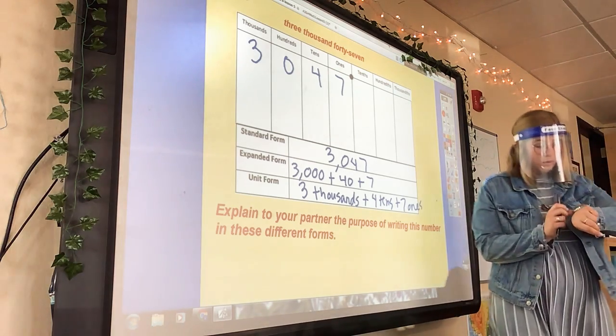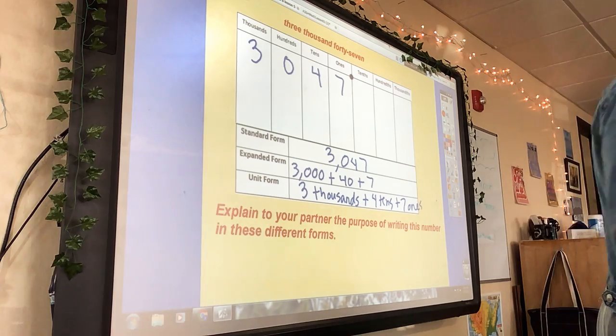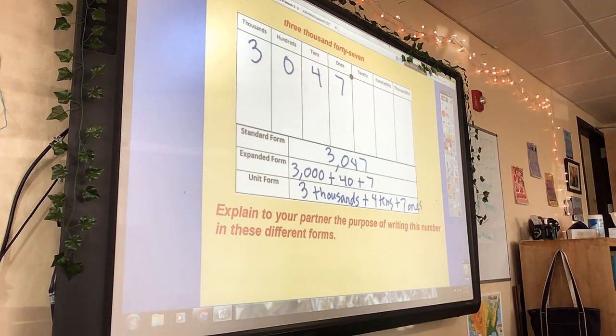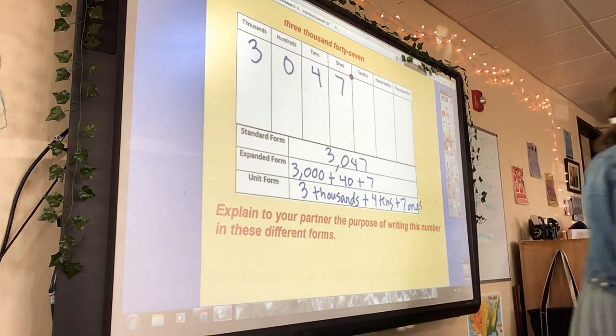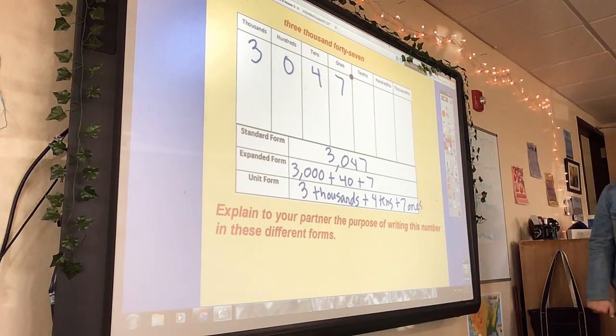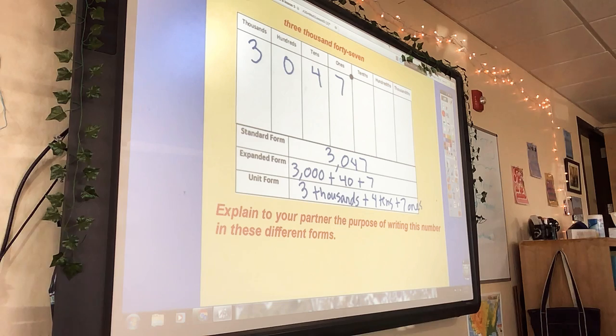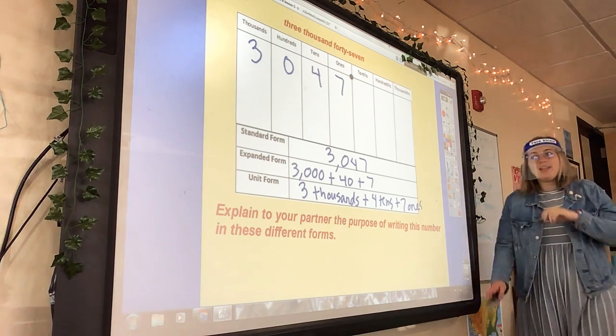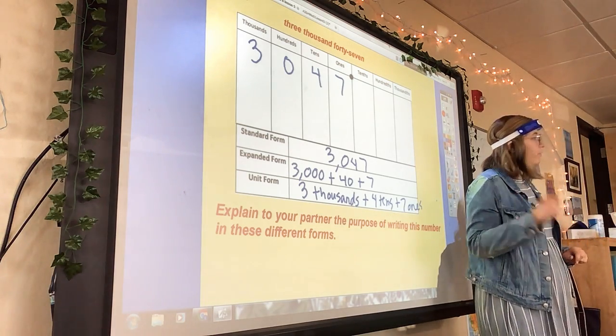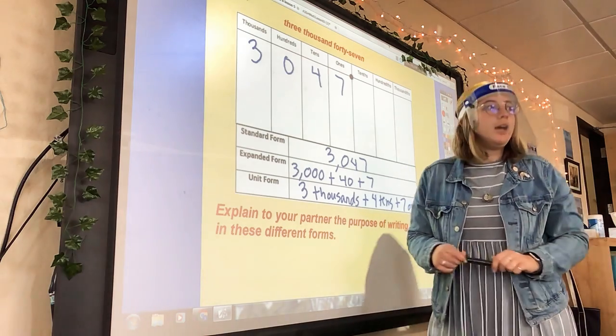Give me 5, 4, 3, 2, 1, 0. Alright. Brooks, can you tell me something your group said about why we have these different forms? We said that it could be because someone might not understand expanded form, so they need a different form. Good, okay, so one form might make more sense to someone than a different form. That's a good point. Yeah, I love it.